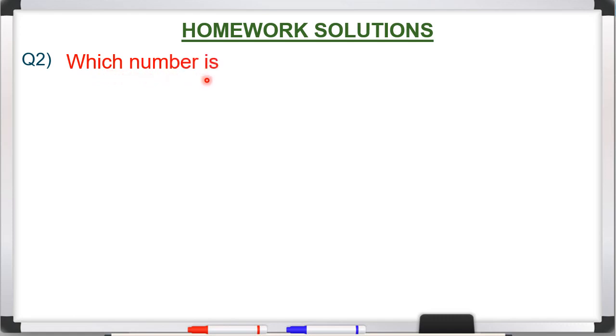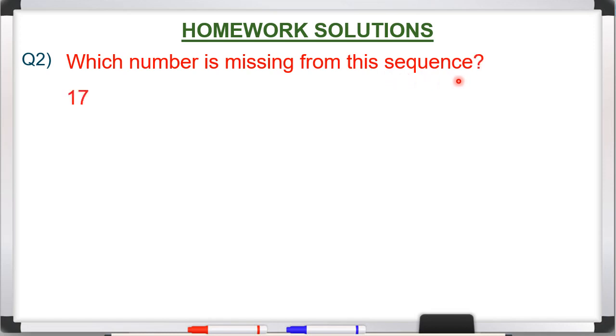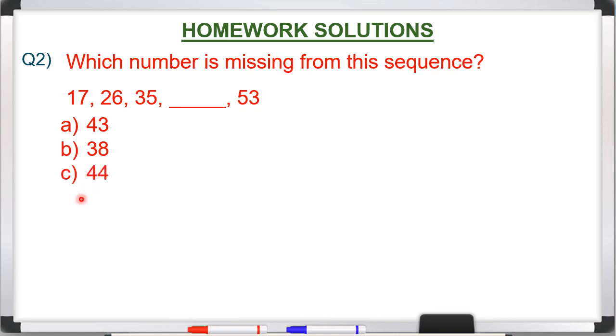Which number is missing from this sequence? 17, 26, 35, dash, 53. Option A 43, option B 38, option C 44, option D 37. Okay, you need to select the correct option out of these given 4 options.